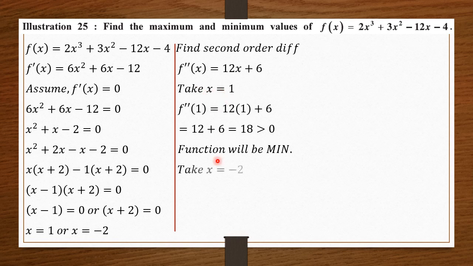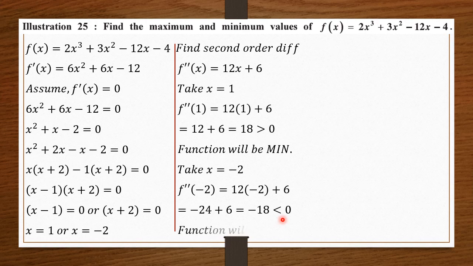Okay, next I will take x is equal to -2 and put it into my equation here. So 12 into -2 plus 6, 12 negative 2s are -24 plus 6 is -18. Now this is less than 0. Okay, so function will be maximum. So according to my sufficient condition, when second order differentiation is less than 0, the function will be maximum.